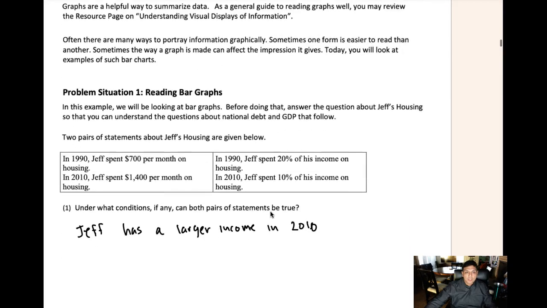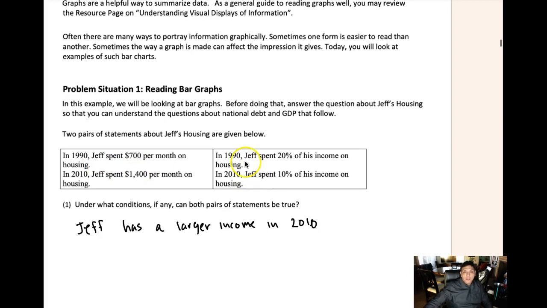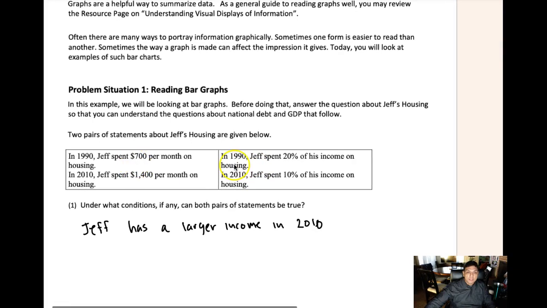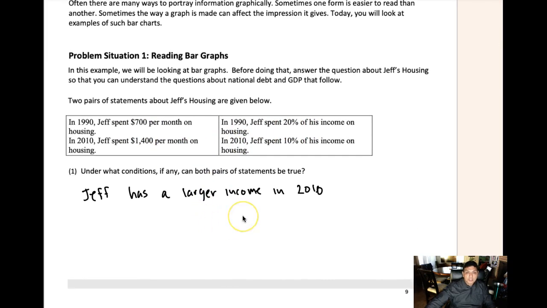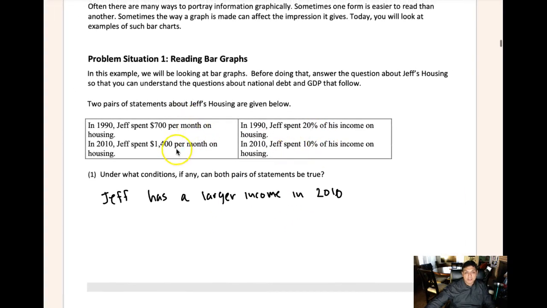And so let's think about this first situation about this individual who spent $700 per month in 1990 and $1,400 per month in 2010. And then looking at that same situation, but from a percent, spent 20% in 1990 and 10% in 2010. So really think about under what conditions can both of these statements be true, where his percent decreased, but the amount that he spent increased.